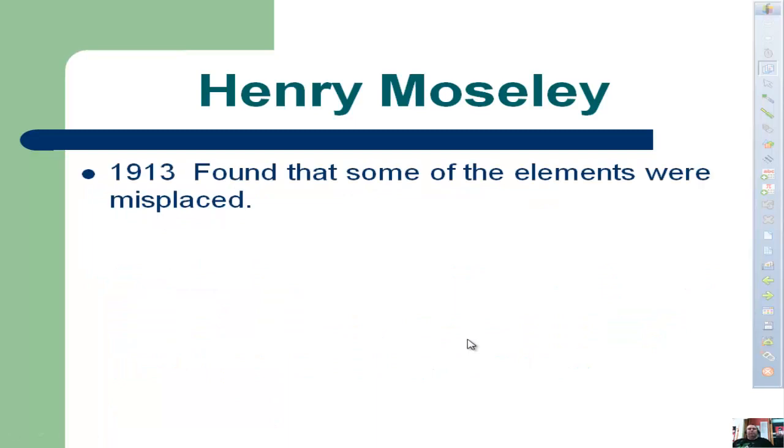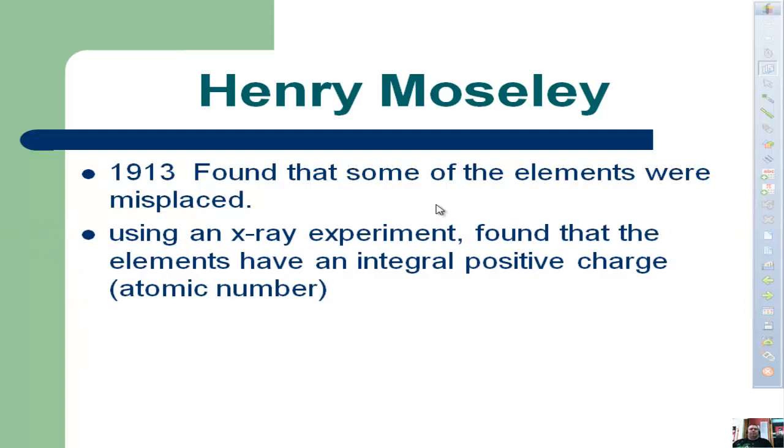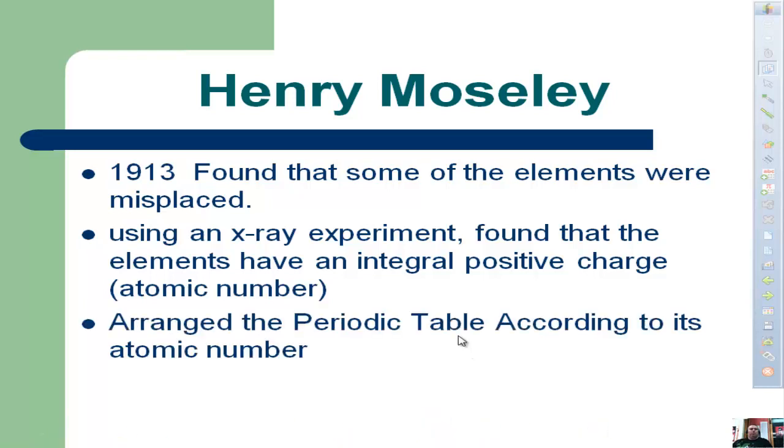Henry Mosley, like I said, Dmitri Mendeleev was father of the periodic table, but again, it was with the current information that he knew of. Henry Mosley was able to, when you go all the way back to Thomson and the discovery of protons and electrons and neutrons and things like that, Henry Mosley was the individual that did an X-ray experiment and found that there was an integral positive charge in that nucleus, and now we call that thing the atomic number. Using that X-ray experiment, what he said is we're going to arrange the periodic table according to atomic number.